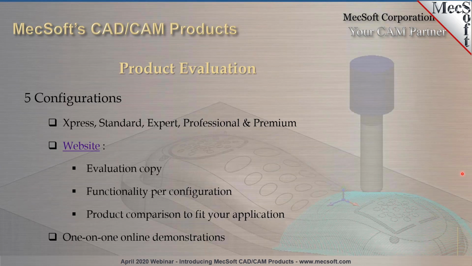Now you can evaluate our products very easily. We have, like Uday mentioned, 5 different configurations: the Express, Standard, Expert, Professional, and the Premium. Express is the lowest level, if you will, and obviously the least expensive, and Premium goes all the way to 5-axis continuous machining.